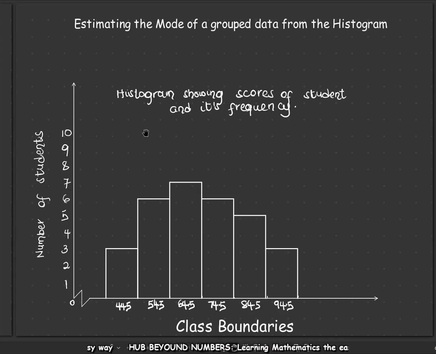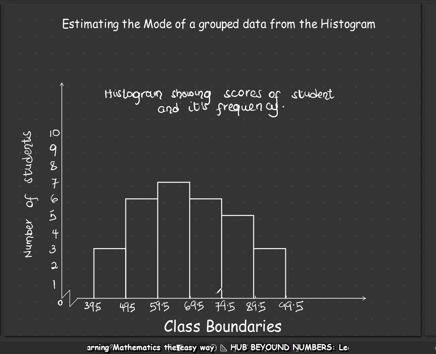It is very easy. To estimate the mode, we need what we call the modal class. Talking of the class, down here we have what we call the class intervals, which we explained in our histogram lesson. So from here to here forms an interval. These are groups of data.